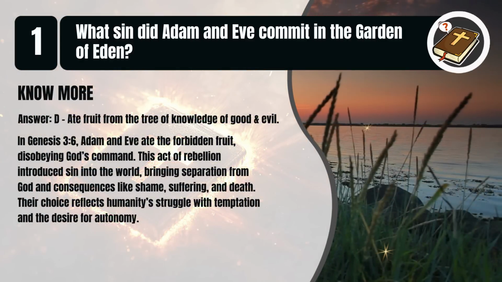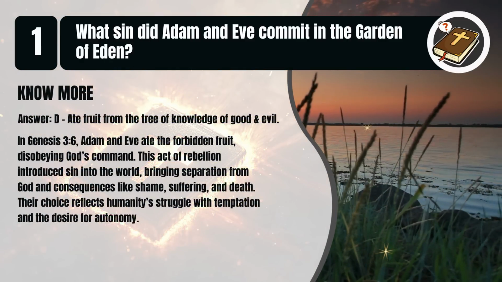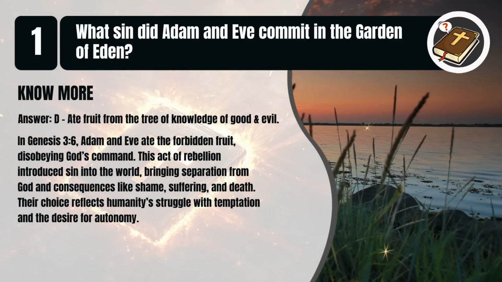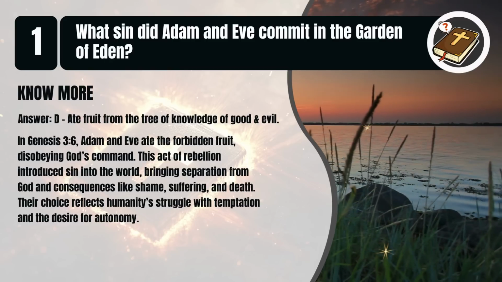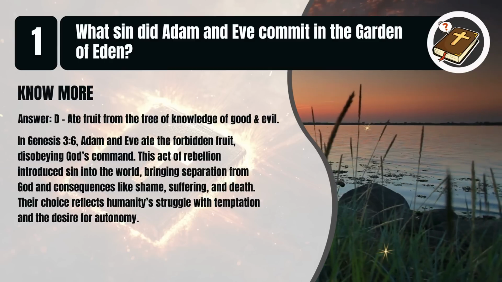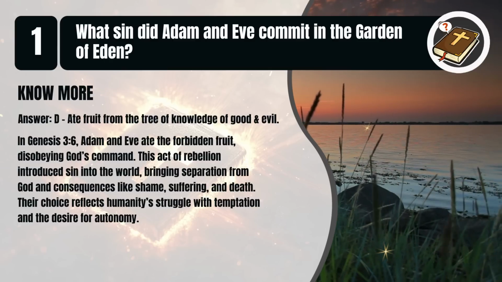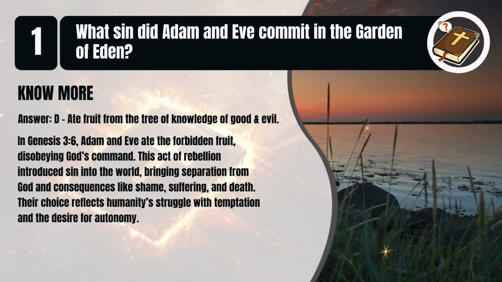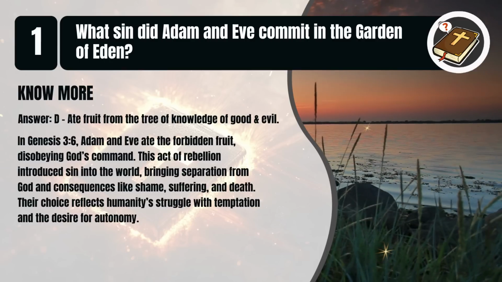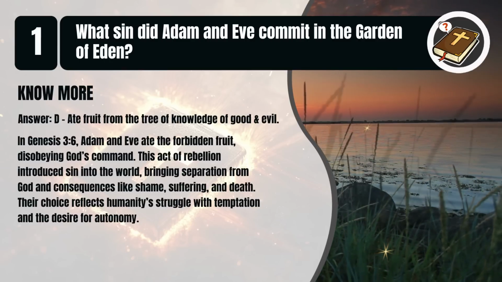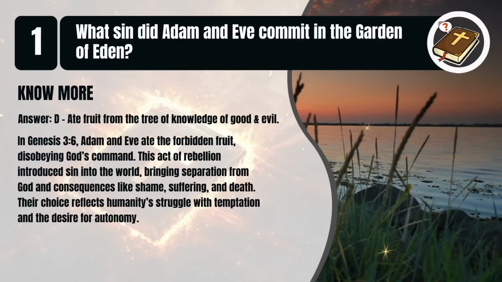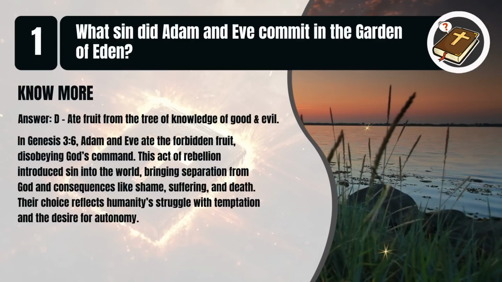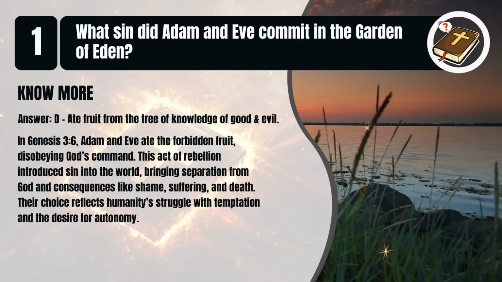That's D. Ate fruit from the tree of knowledge of good and evil. In Genesis chapter 3, verse 6, Adam and Eve ate the forbidden fruit, disobeying God's command. This act of rebellion introduced sin into the world, bringing separation from God and consequences like shame, suffering, and death. Their choice reflects humanity's struggle with temptation and the desire for autonomy.